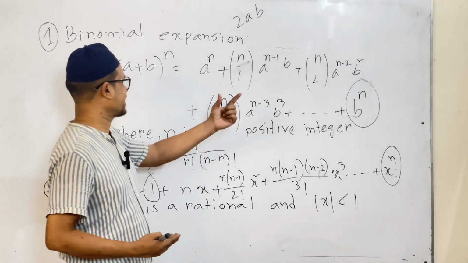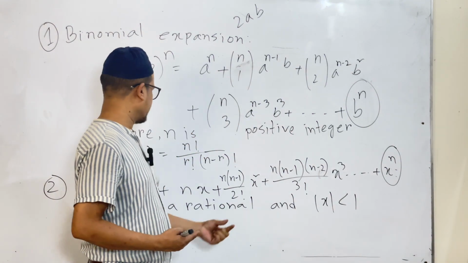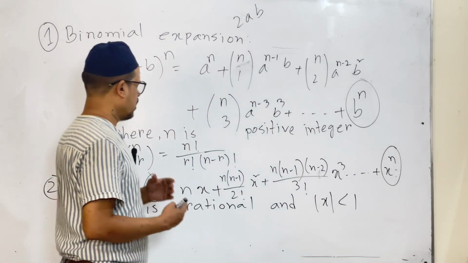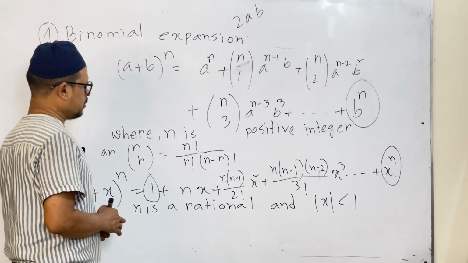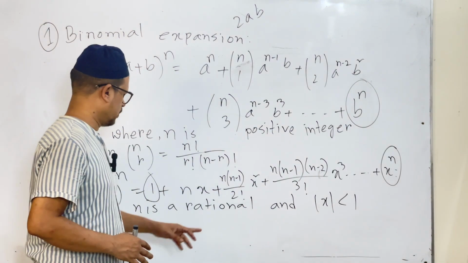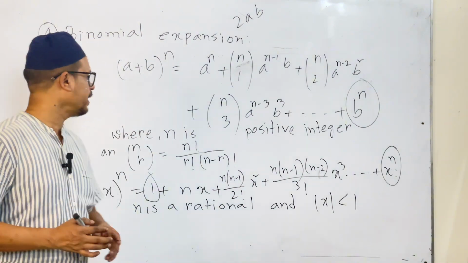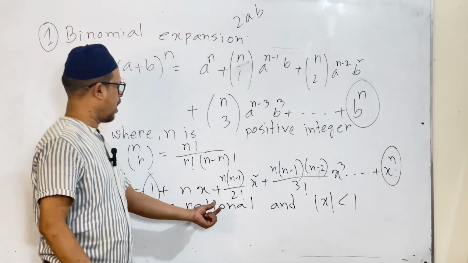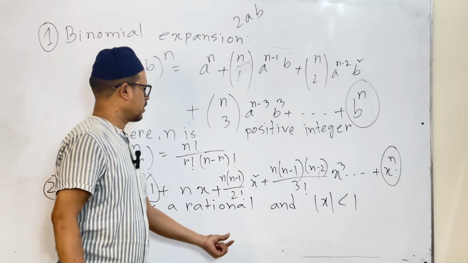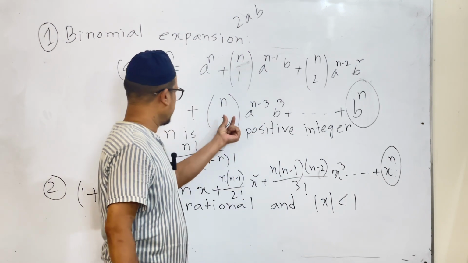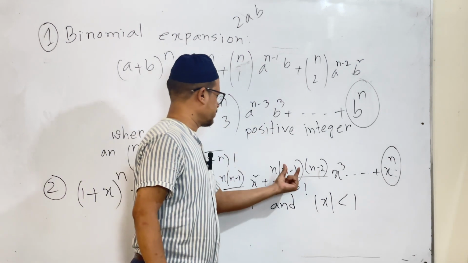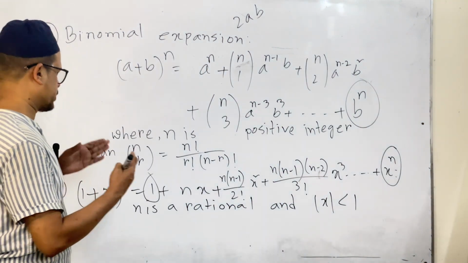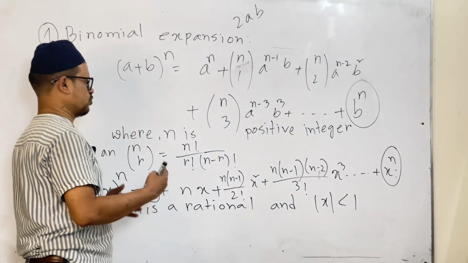Try to understand: in the first bracket you can write down only n. In the second bracket you can write down n(n minus 1)/2 factorial. Two factorial is another formula, actually you can write it down this way. And after n(n minus 1)/2 factorial, you can write down the third bracket n(n minus 1)(n minus 2)/3 factorial, x cube, plus the x to the power.